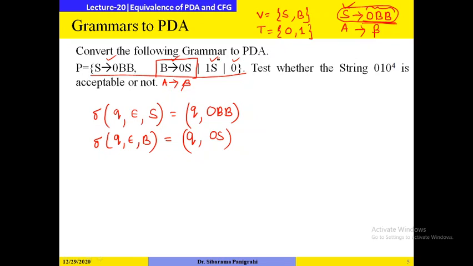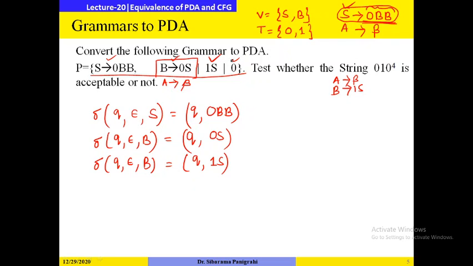Next, the production B gives 1S. Again in the form A gives beta, A equals B and beta equals 1S. So I write delta of q, epsilon, B equals (q, 1S).